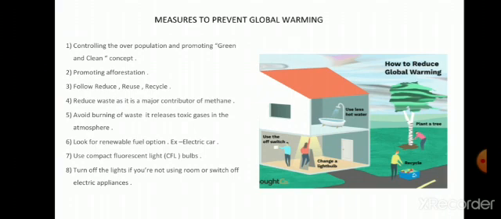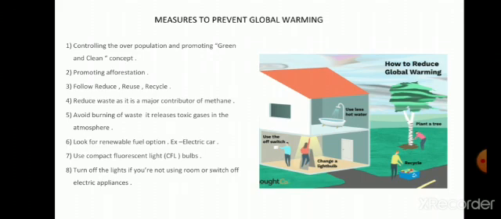Let us see how to prevent global warming. What measures can we take to prevent global warming? The measures are: 1. Controlling overpopulation and promoting the green and clean concept. We can prevent overpopulation by controlling birth rate. 2. Promoting afforestation, encouraging planting of trees. 3. Follow reduce, reuse, recycle.